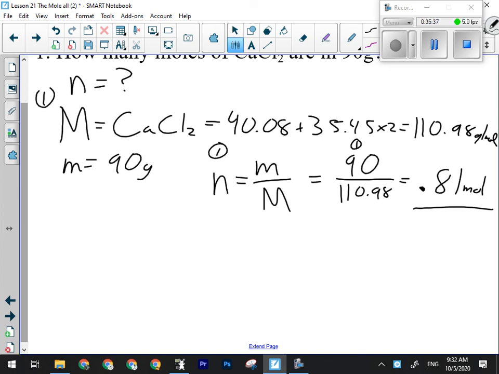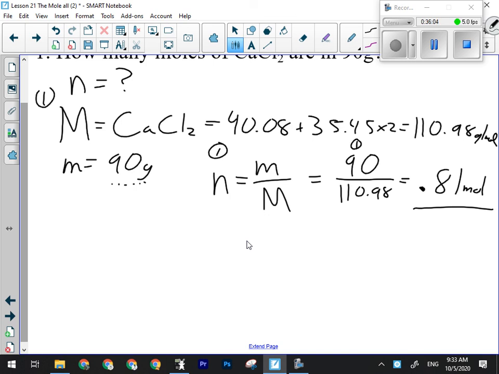What decimal place do I round to? In general, what we do is we make sure our answer has the same number of digits as our least accurate number, which in this case is 90 grams. So my answer would have 2 digits. We call it significant digits. I'll talk about that later. But right now, I'm not too worried about how many decimal places you keep or don't keep.